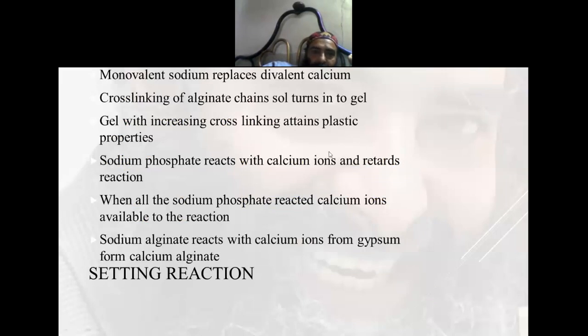Now, monovalent sodium, as in sodium alginate, replaces divalent calcium. Sodium is Na+ (plus 1), and calcium is Ca2+ (plus 2). Cross-linking of alginate chains turns the sol into gel.